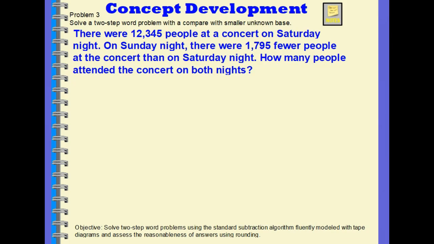Last one for concept development. There were 12,345 people at a concert on Saturday night. On Sunday night, there were 1,795 fewer people at the concert than on Saturday night. How many people attended the concert on both nights?